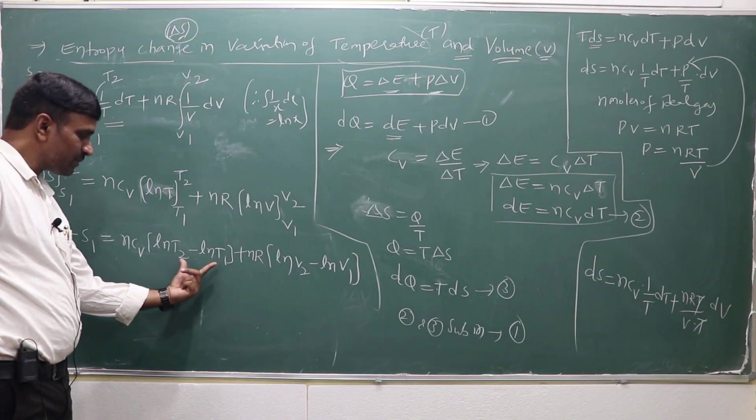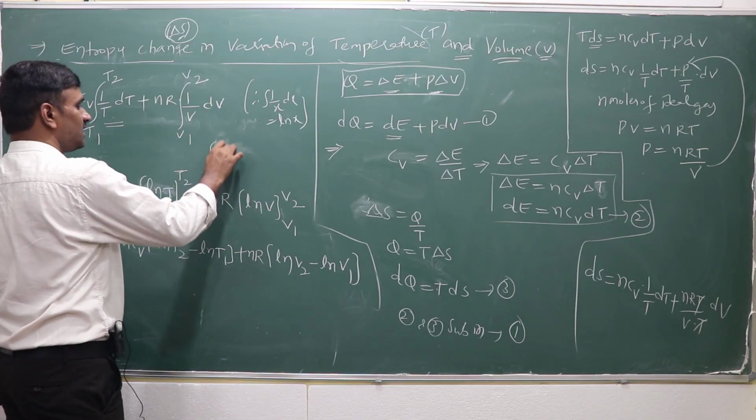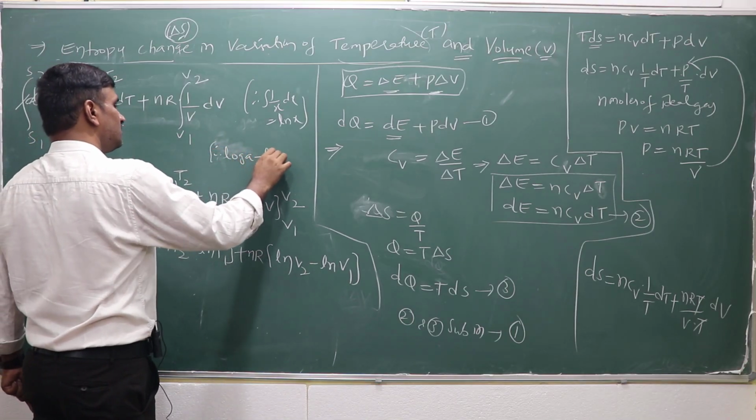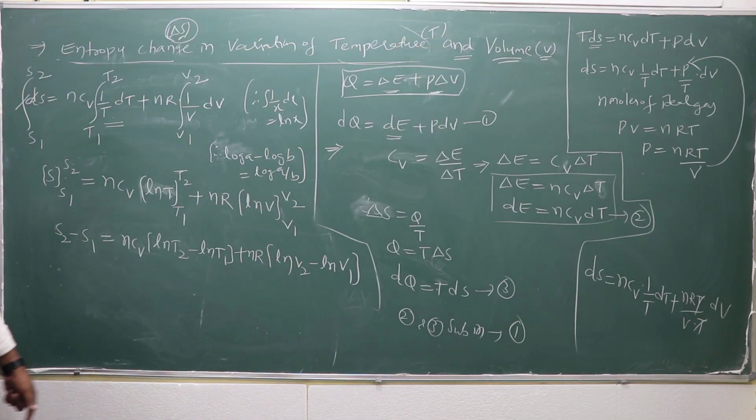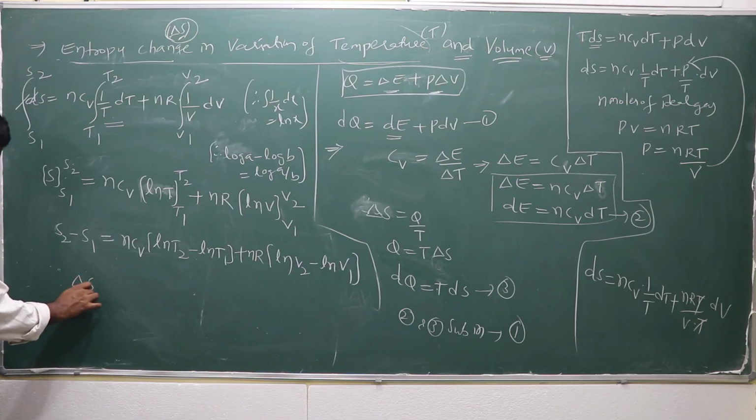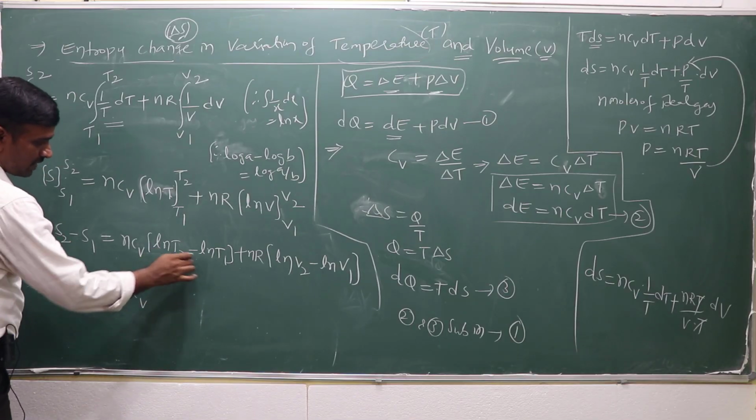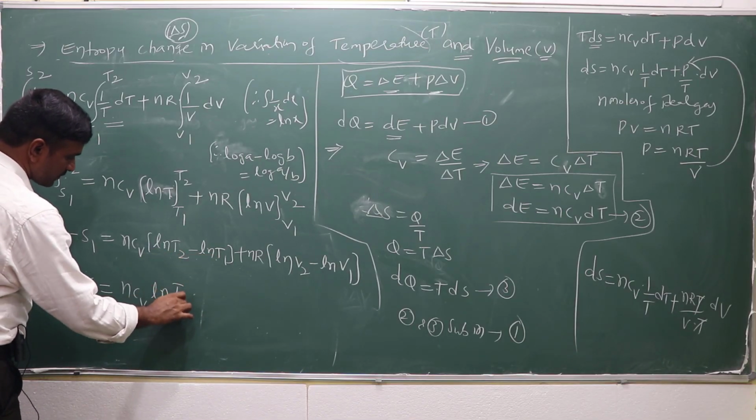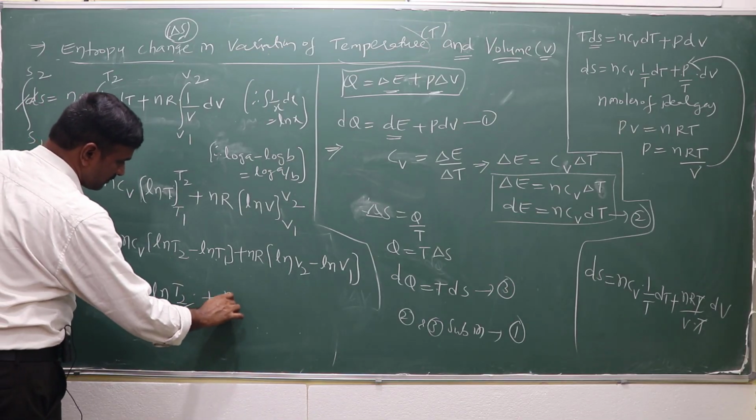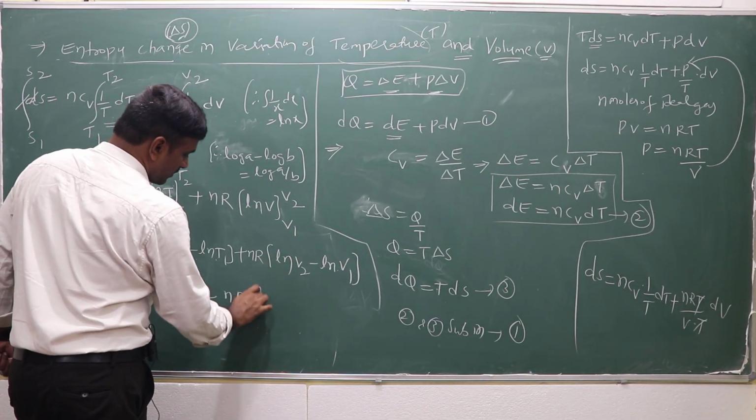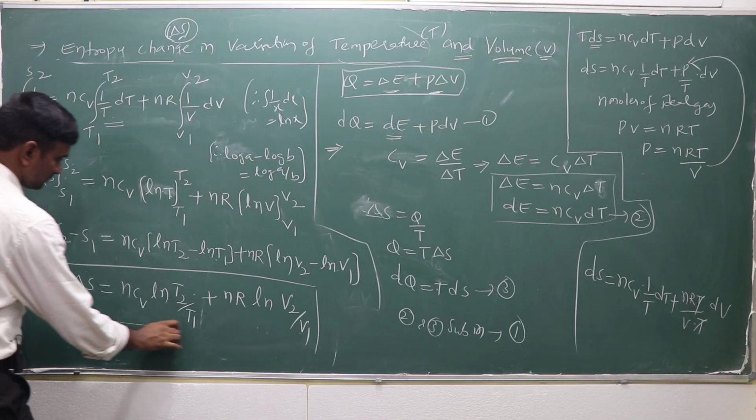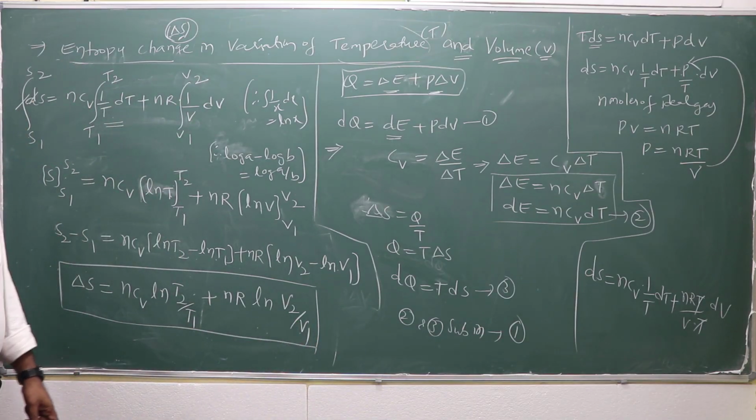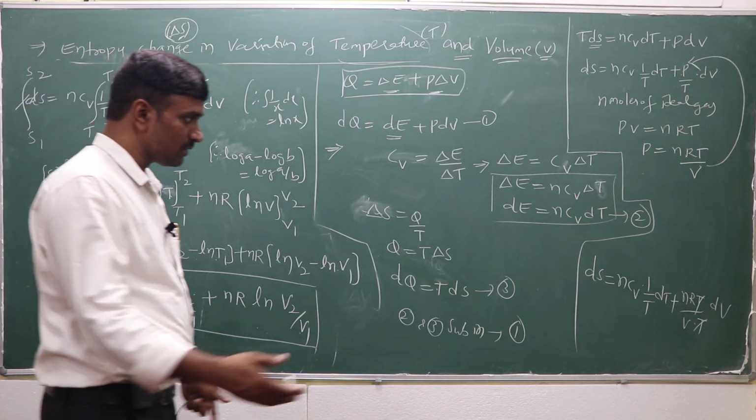ln A minus ln B, or log A minus log B, is log A by B, or ln A by B. So this formula we can apply. So delta S, S2 minus S1, the change in entropy, is nCV into log A minus log B, which is log A by B, T2 by T1, plus nR into V2 by V1. Right? Now, this is an important equation. Some number of times problems are there.